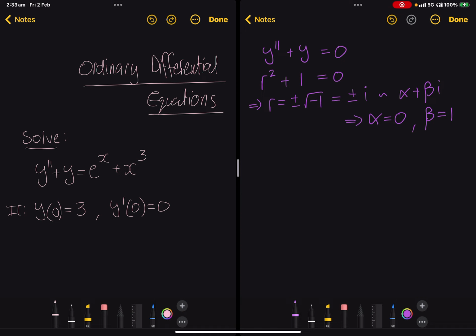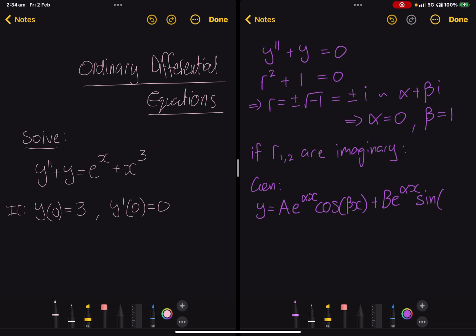Now, when the characteristic polynomial has imaginary roots, so if r1, r2 are imaginary, we find that the general solution to such an equation is y is equal to a times e to the alpha x times cosine of beta x plus b times e to the alpha x times sine of beta x.